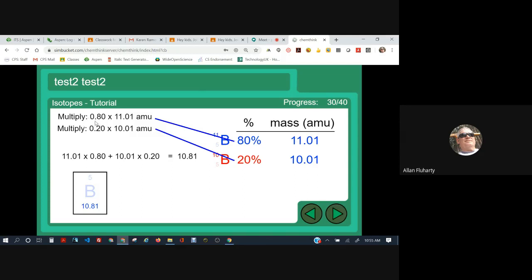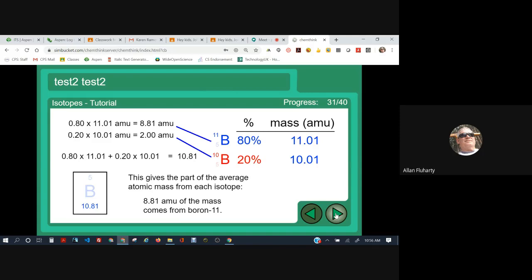But in this case, we don't use 100, we use 1. So 0.8 plus 0.2 is 1. 0.8 of the atoms are 11. 0.2 of the atoms are 10. Multiply, add it together.